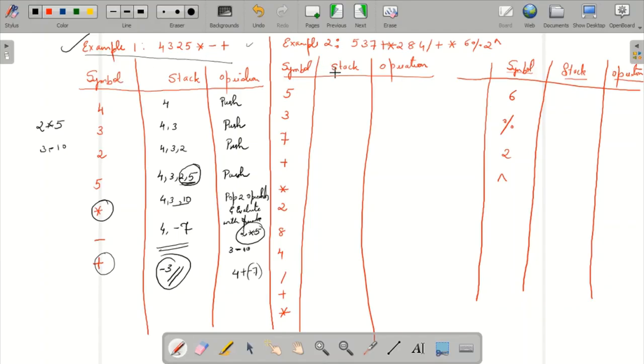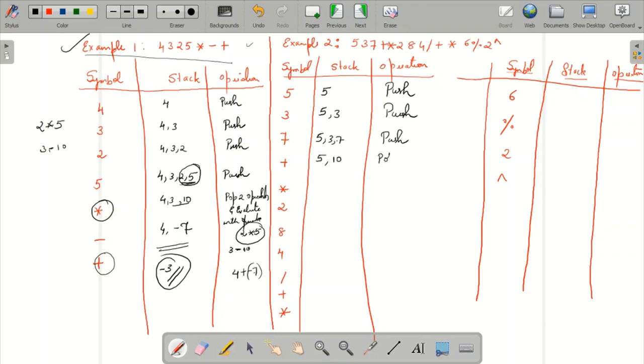Example 2 is, here we have written 5 3 7. All these symbols, operands and operators, have been written over here. Let us start with the program. So here this will be 5, the operation is push. Then 5 3, again the operation is push. Then you have 5 3 7, again the operation is push. Then you have plus. So it is between 3 and 7.